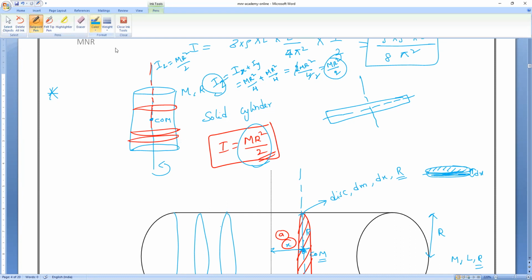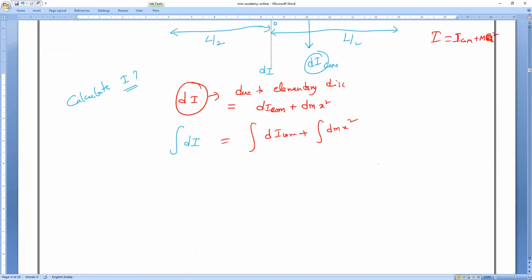So that is for the total mass. Now I want only the dm mass. Then what will happen to the rest of dm? So dI through the center of mass is equal to dm r square by 4, where R remains constant. So I will replace it. The integration of dI is I. So here the integration of dI through the center of mass is equal to dm r square by 4.